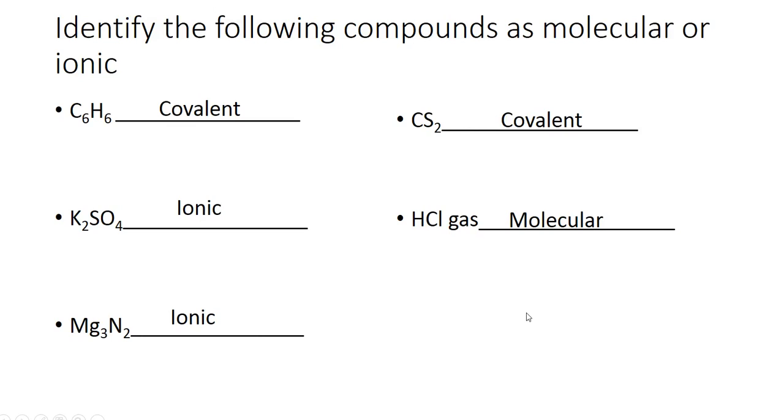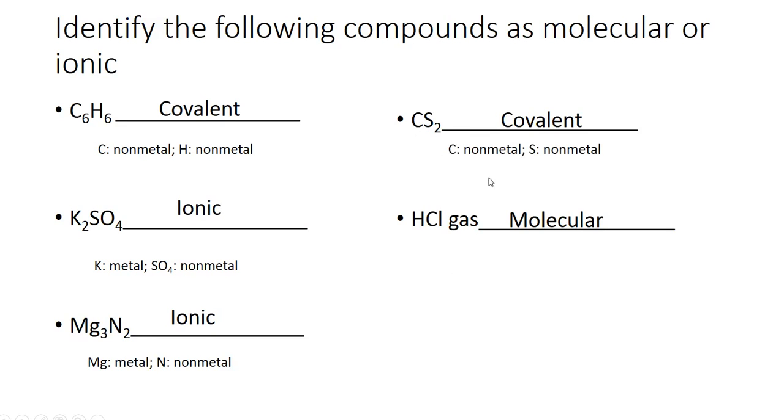Why is this covalent? C is a nonmetal, H is a nonmetal. So nonmetals form covalent bonds. What about this? Why is it ionic? K is a metal, SO4 is a nonmetal. So metal, nonmetal, ionic. This one is also ionic for the same reason. Magnesium is a metal, nitrogen is a nonmetal. This one is covalent because carbon is a nonmetal, sulfur is a nonmetal. This one is also covalent because hydrogen is a nonmetal, chlorine is also a nonmetal.